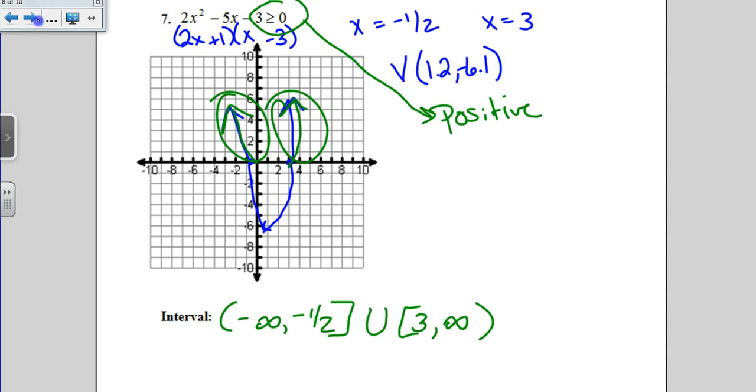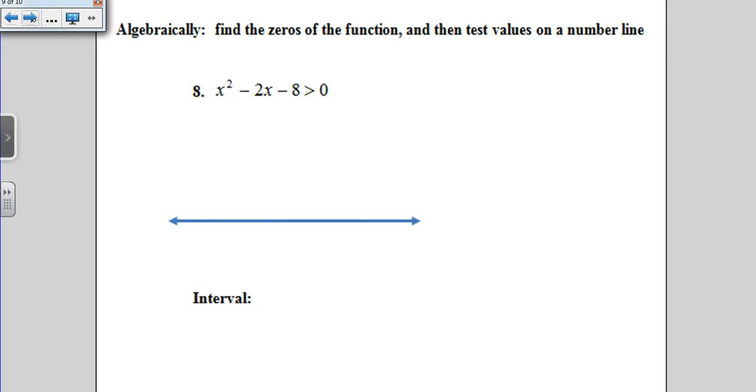So that's the graphical method for finding out where the functions are positive or negative or greater than or less than 0. And we have an algebraic method now, and it's not necessarily up to you how you find the answers in some cases, because on your homework I am going to ask you to do both, so make sure you have a good grasp of both. So first, the directions say find the zeros of the function, and then we're going to test values on a number line. I kind of like this method.